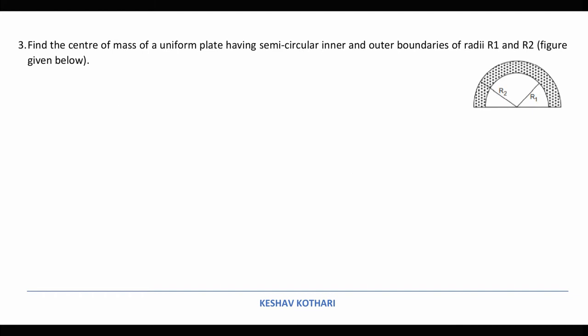So the problem is stating, find the center of mass of a uniform plate having semicircular inner and outer boundaries of radius r1 and r2 as shown in the given figure. So the first thing that I must write over here is the result which we will be using.